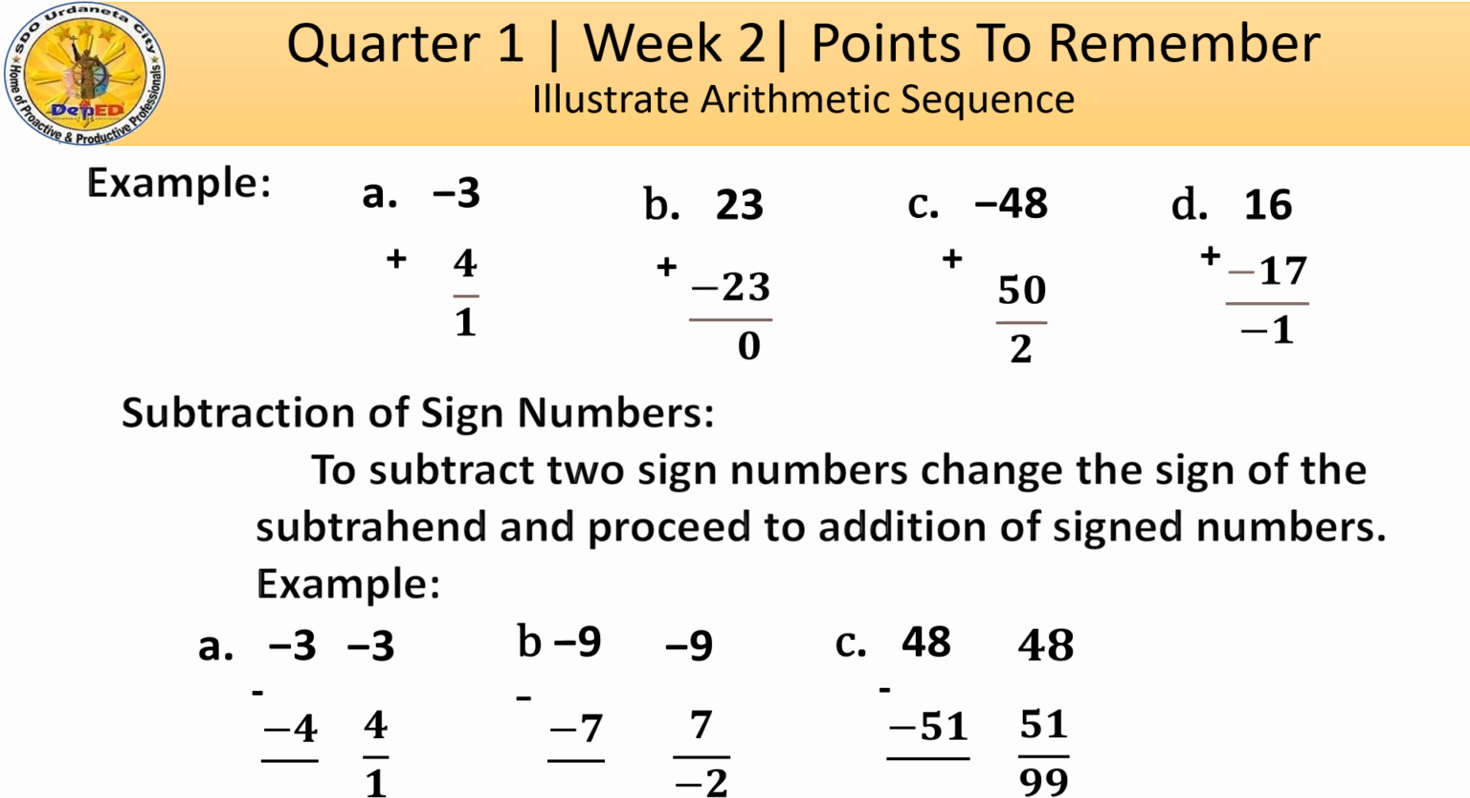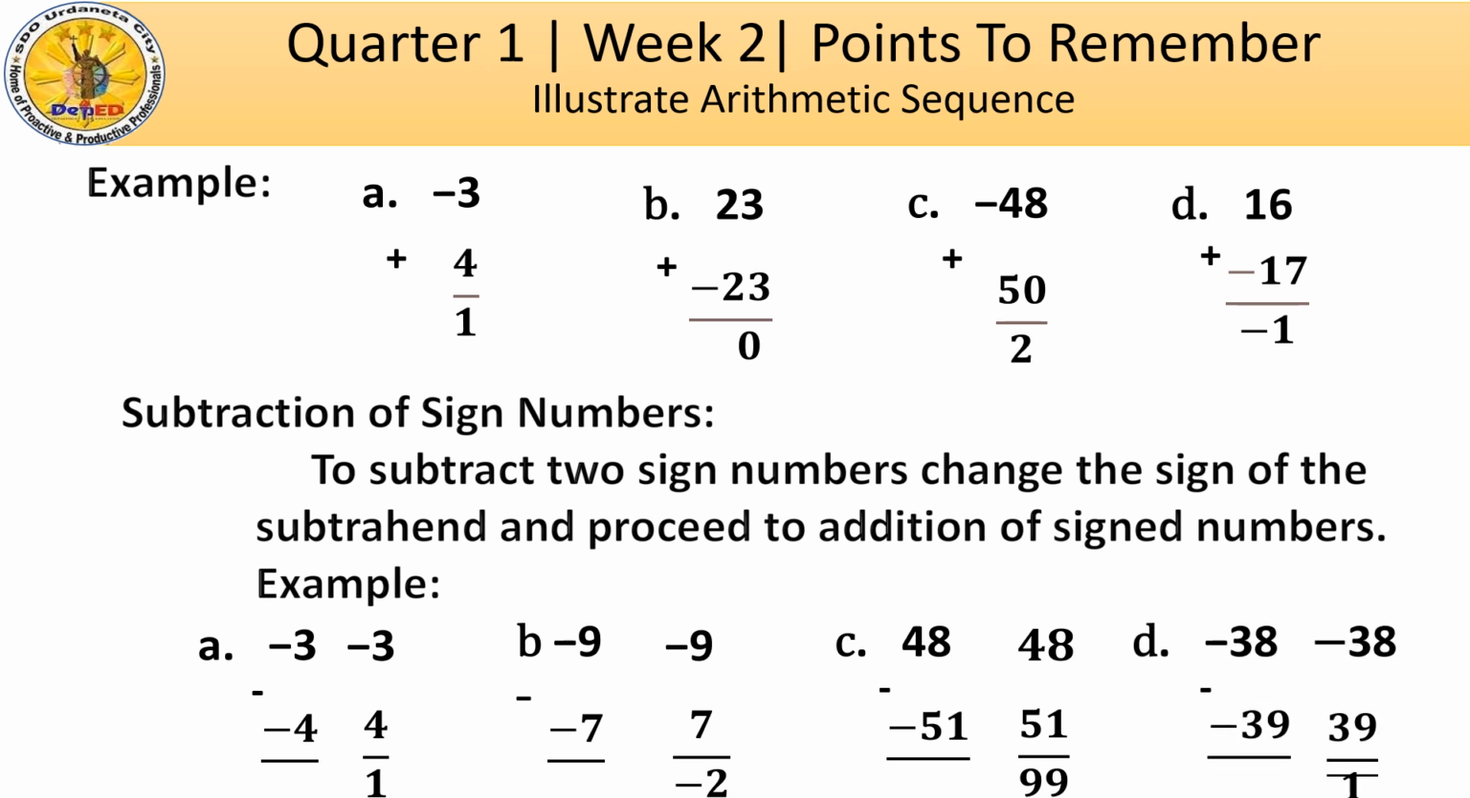Letter C, 48 minus -51. Change the sign of the subtrahend, it will become +51. So we have 48 plus 51. Then you have to add now 48 plus 51. We have the difference is 99.